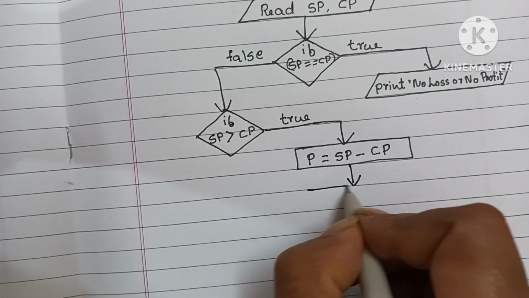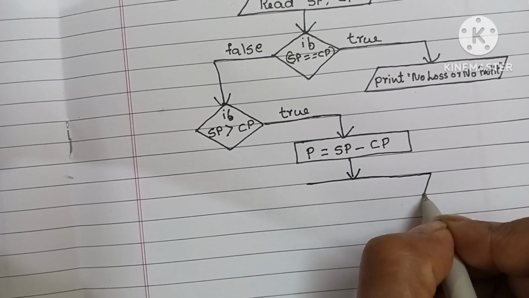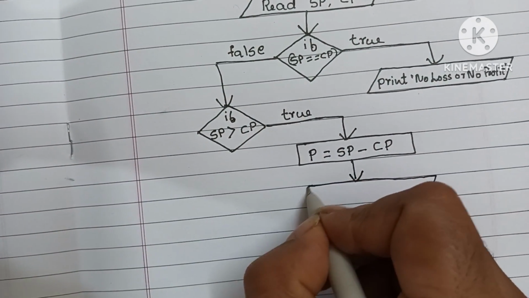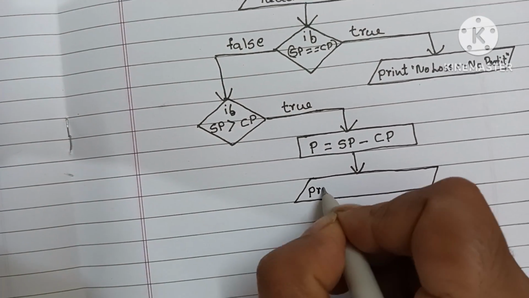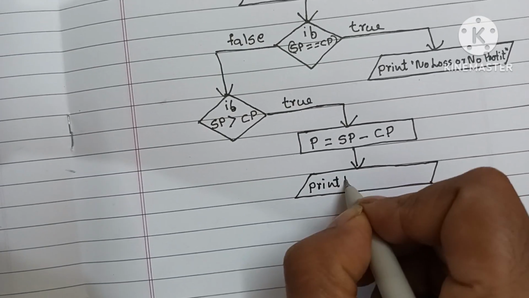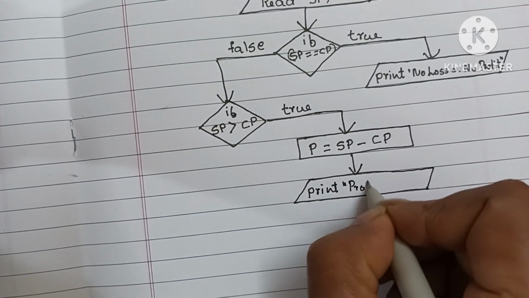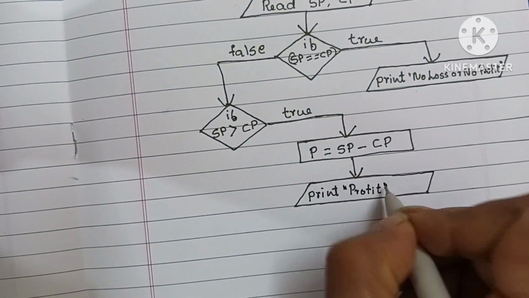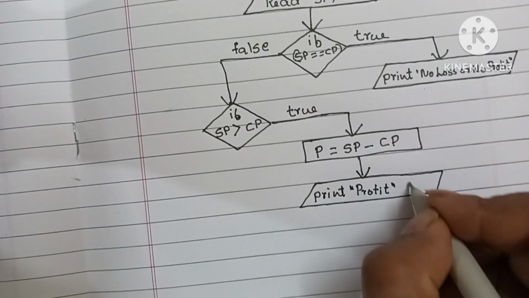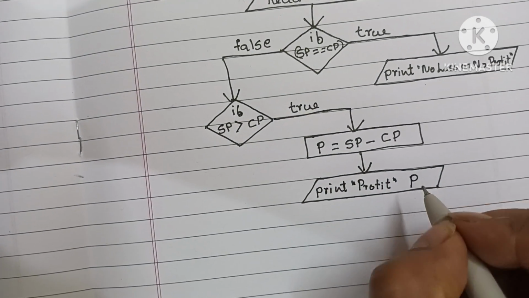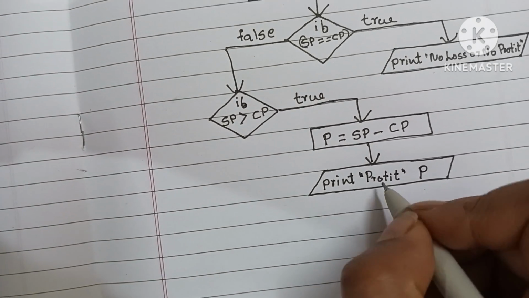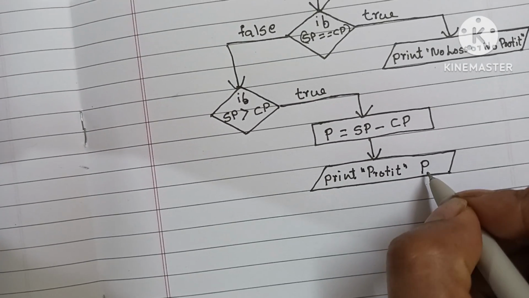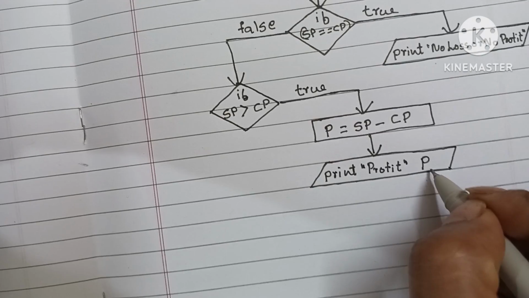Next we have to print output, right? Here we got profit P, right? So here we have to print profit. Profit is P, right? So here we have to print the value of P. So print P, we got profit. Next we have to print the value of profit.